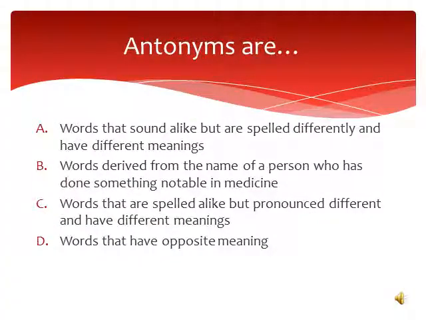Here's our first answer question slide. Antonyms are they A, words that sound alike but are spelled differently and have different meanings? Antonyms are B, words derived from the name of a person who has done something notable in medicine. Are they C, words that are spelled alike but pronounced different and have different meanings? Or are antonyms D, words that have opposite meaning? Think about that. Click to the next slide.